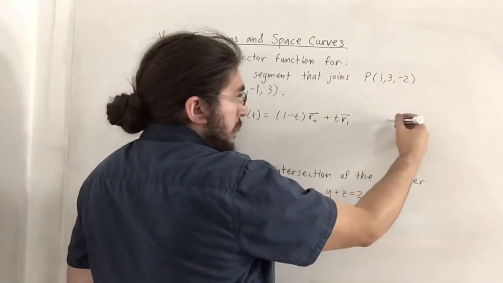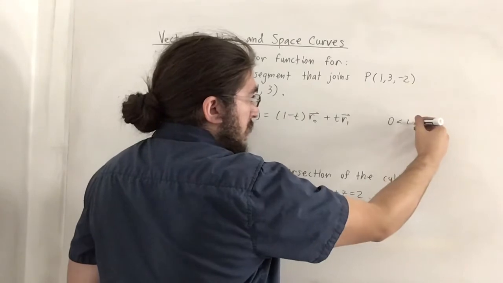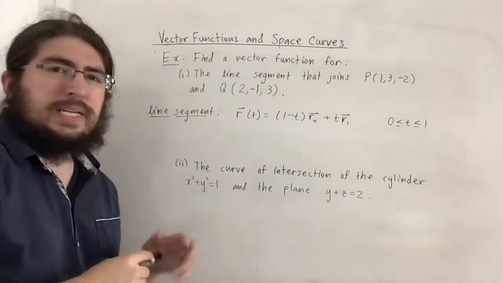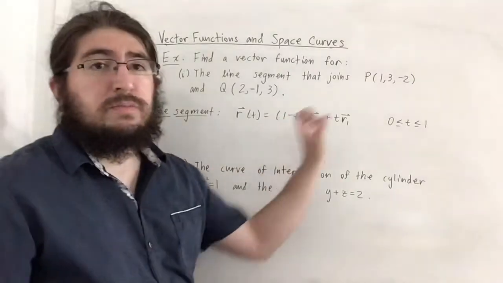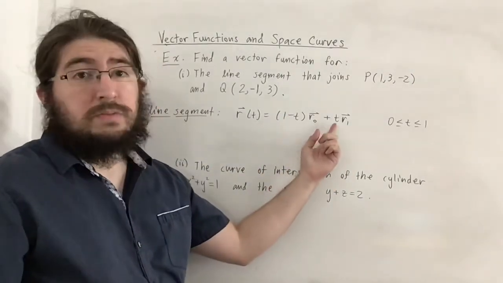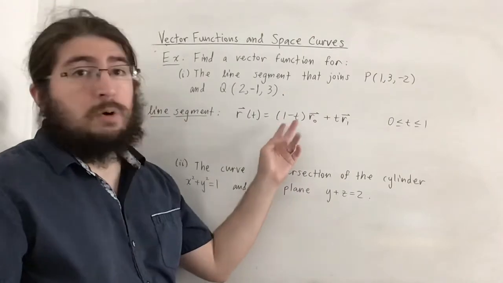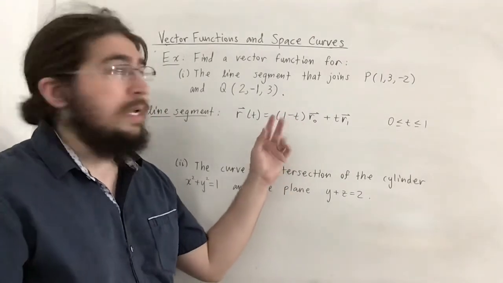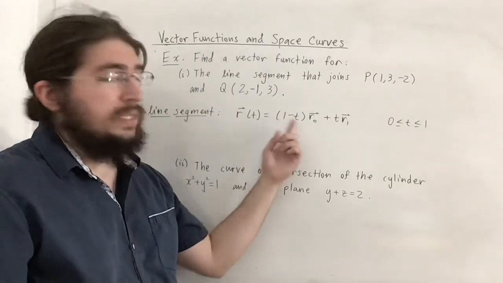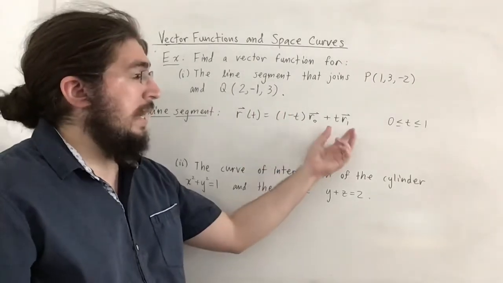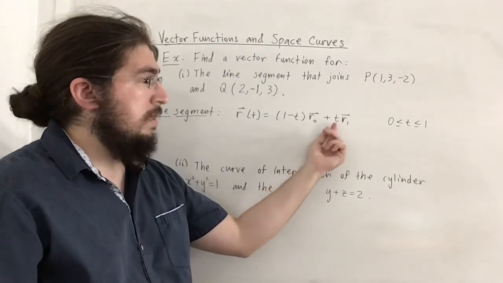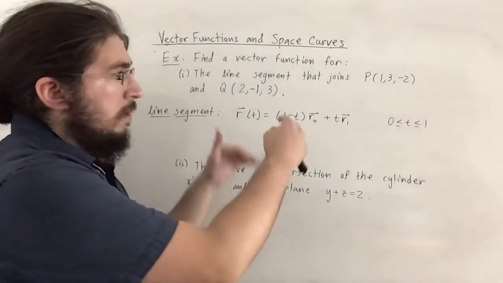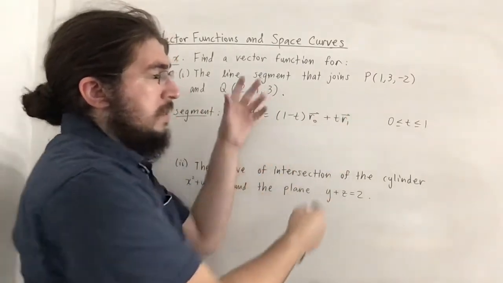Before I get carried away, let me say that it must be the case that t goes from 0 to 1. And this should kind of make sense intuitively, because as t goes from 0 to 1, 1 minus t will go from 1 to 0. Because notice, when you plug in 0, you get 1 minus 0 is 1, and then when you go all the way to 1, 1 minus 1 is 0. So basically we're going from one point to the other point.